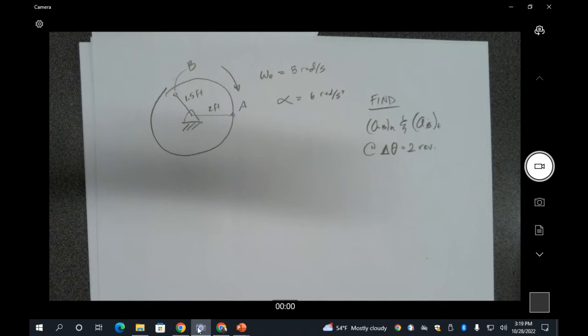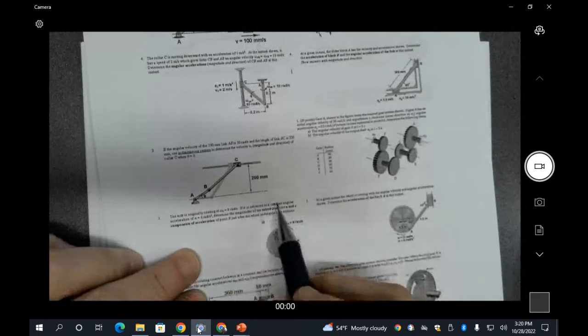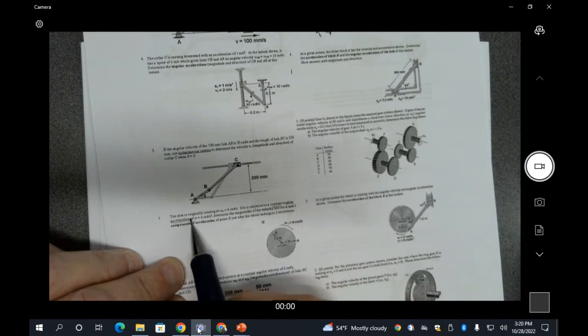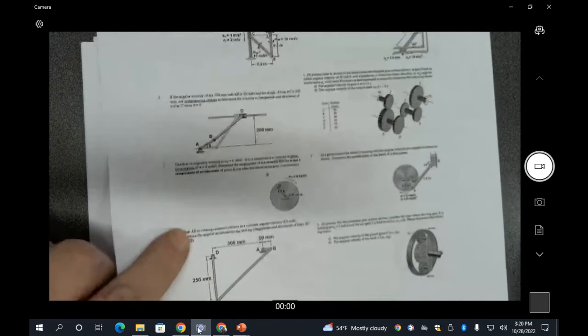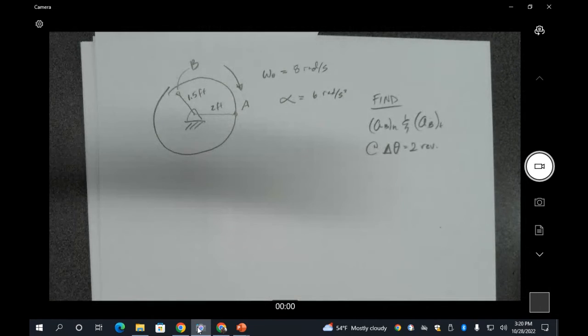So what equation should we use first? Find the velocity first. Yeah, let's find the velocity first. So what's the angular velocity after 2 revolutions? Use the magic word constant in there, right? Constant angular acceleration.